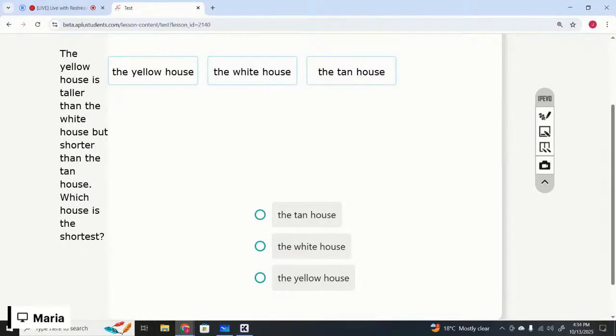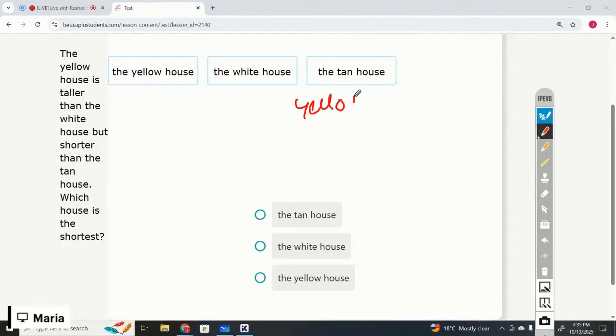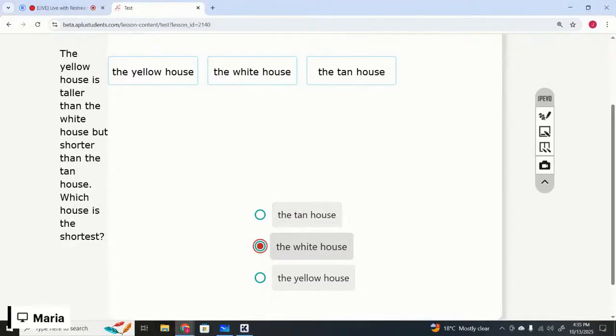The yellow house is taller than the white house, but shorter than the tan house. Which house is the shortest? Yellow is taller than white, right? But shorter than the tan house. So yellow is shorter than tan. So tan is the tallest and white is the shortest. The correct option is the white house.